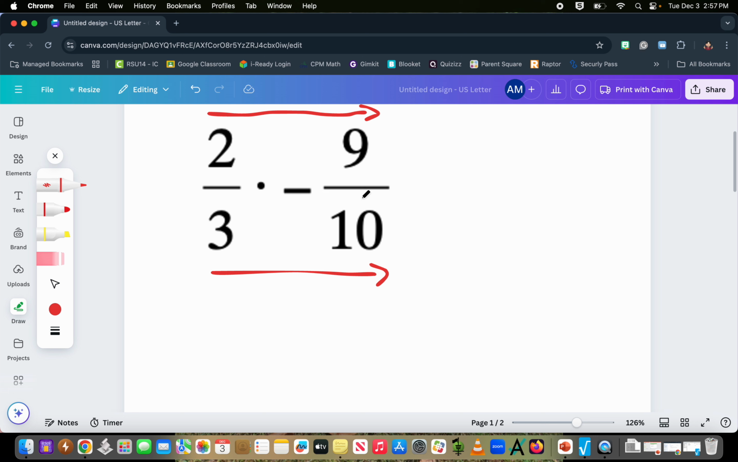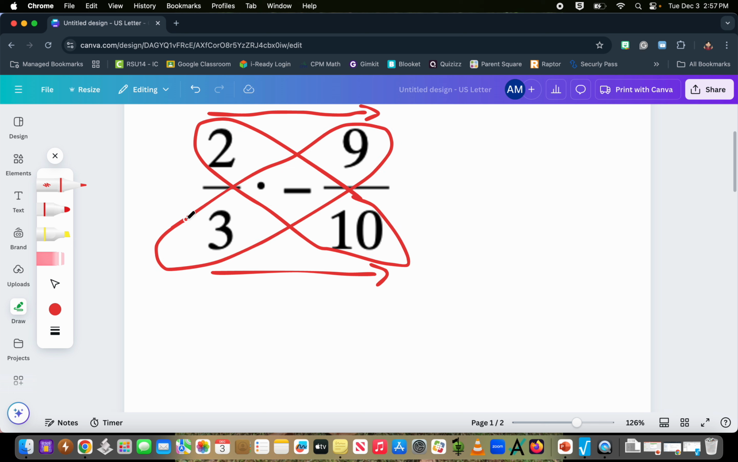So when we cross-reduce, we want to look at our diagonals, so the numbers that are across from one another. In this case, we're looking at 2 and 10 and 3 and 9. When we look at 2 and 10, we think about the numbers that they share in common. If we write them out, the factors of 2 are 1 and 2, and the factors of 10 are 1 times 10 and 2 times 5.